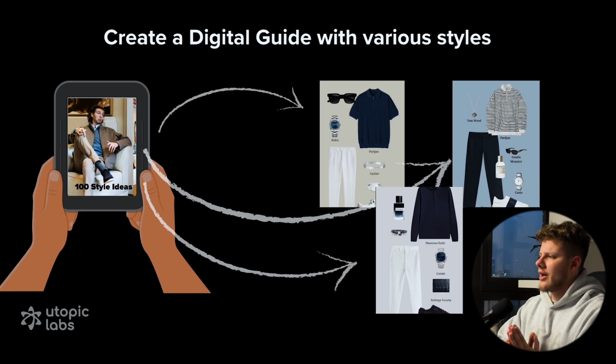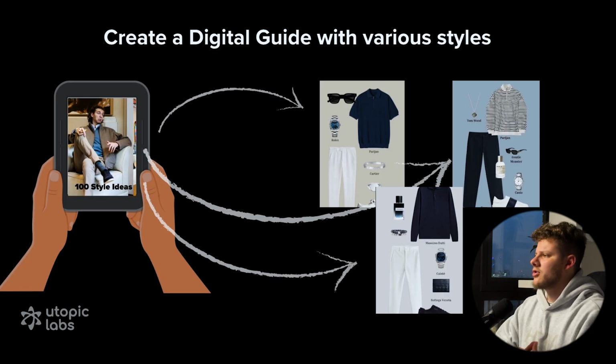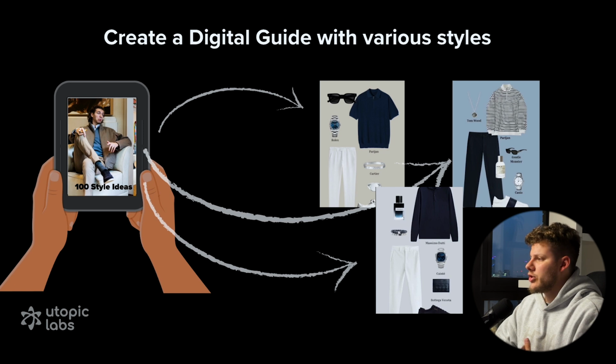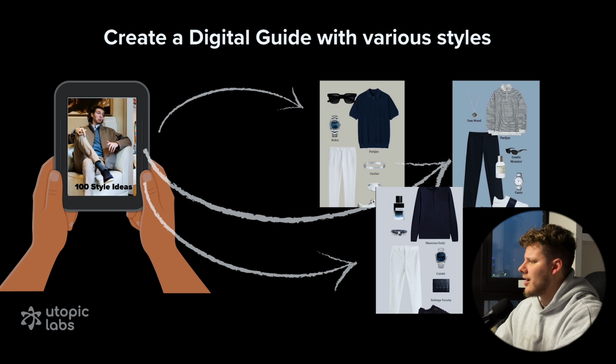Now, the whole idea behind this business model is to create a digital guide with various styles, right? So you can have a digital guide showing people 100 styles that they can recreate, right? So you could have, for example, one style that has a Rolex, but maybe instead of using a Rolex, which might cost a bit too much, you can suggest something else. Maybe it could be a Tissot, maybe it could be a different watch brand, right? At the same time, you can recommend them accessories, perfumes, bracelets, cardigans, whatever it might be that fits the actual style.